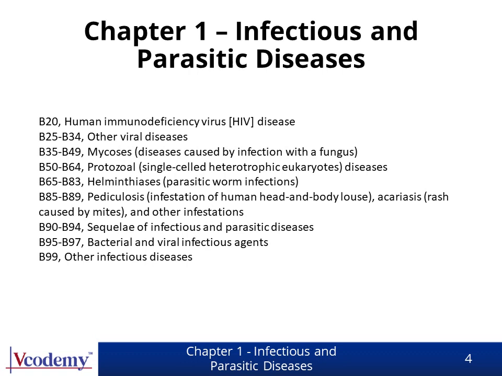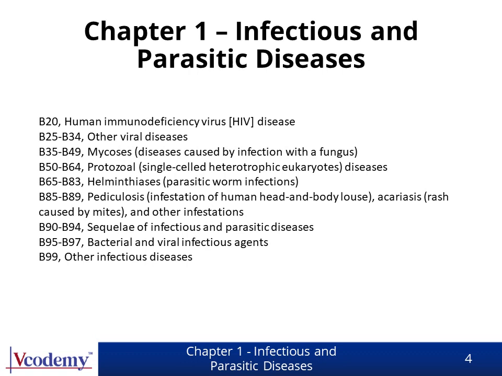B35 to B49, mycosis, diseases caused by an infection with a fungus. B50 to B64 is protozoal diseases, caused by single-celled heterotrophic eukaryotes. B65 to B83, helminthiasis, parasitic worm infections. B85 to B89, pediculosis, infestation of the human head and body louse, and acariasis, rash caused by mites and other infestations.